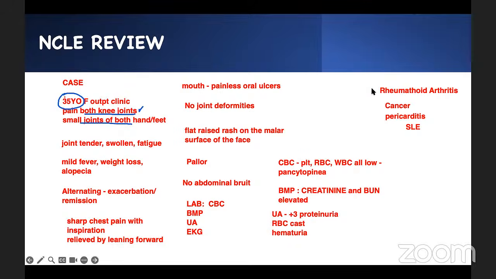Why would this not be rheumatoid? Just one word should tell you this is not rheumatoid arthritis. Why do you guys think that? Why would this not be rheumatoid with that statement? Pain in both knee joints and small joints of the hands and feet. Why is it not rheumatoid? It's a musculoskeletal concept. You can check out Dr. Claus. I have a great video on musculoskeletal. You can watch it.